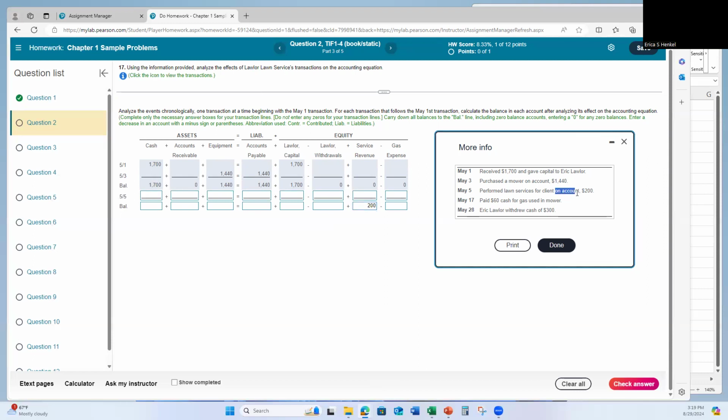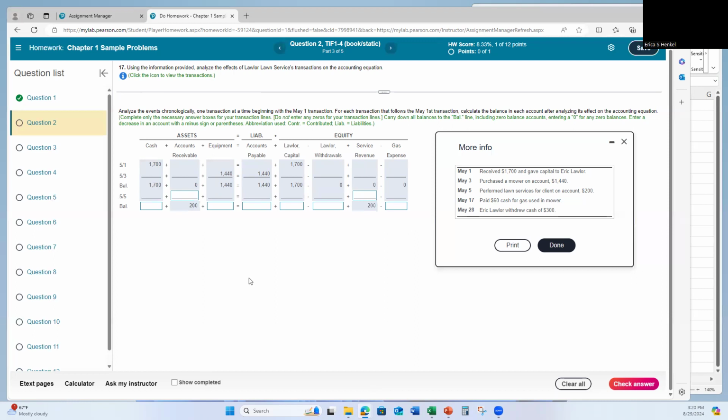So again, on account means that there was no cash exchanged. So in this case, they owe us money. In the previous example, we bought a mower, we did not pay them, so we owe them money. In this case, we performed services for someone and they have not paid us yet, so they owe us money. So that is what is referred to as an account receivable. So we're going to record a receivable for $200.